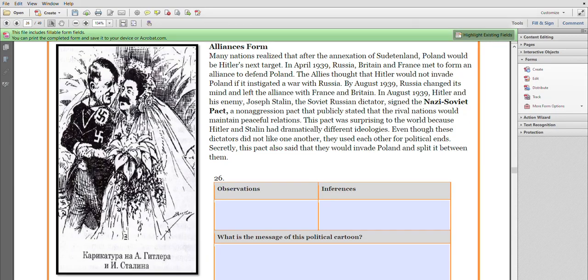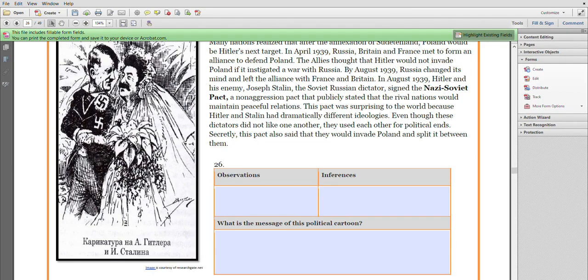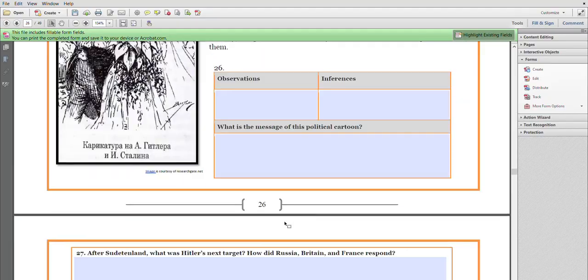Here you have another political cartoon showing Stalin as a beautiful blushing bride here, a great mustache on that bride. Then you have Hitler on the left, and it looks like a marriage photo. All right, observations, inferences, and what is the message of this political cartoon?